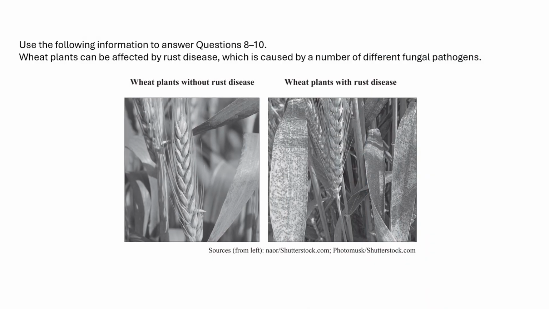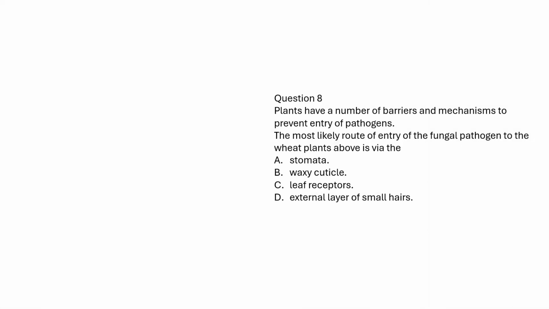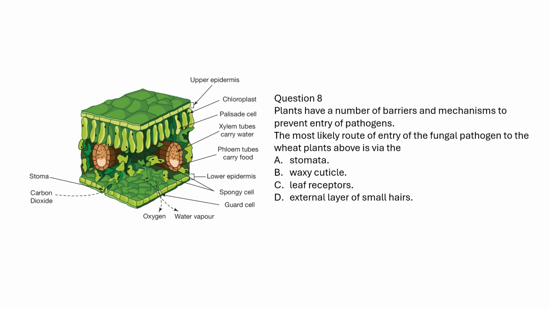Wheat plants can be affected by rust disease, which is caused by a number of different fungal pathogens. Stomata can be closed to prevent pathogens entering. They may also be sunken and sit lower down to further protect the plant. Stomata is also always the entry of the fungus. The fungus cannot enter plants through waxy cuticles, leaf receptors, and an external layer of small hairs.